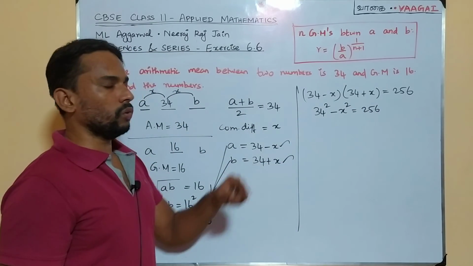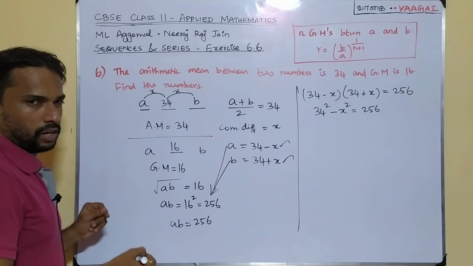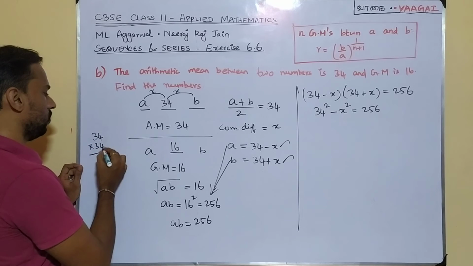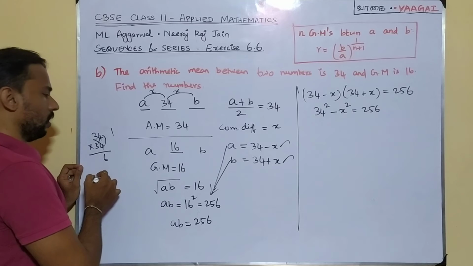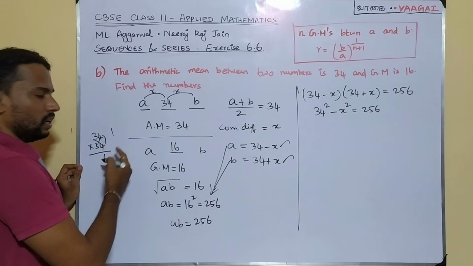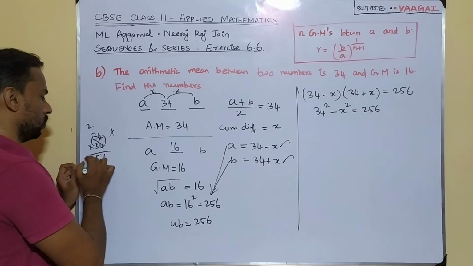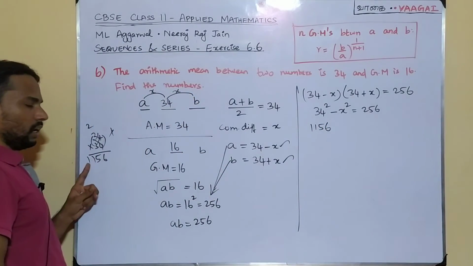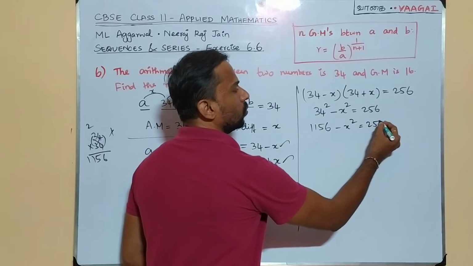Now what is 34 square? We can calculate it separately. 34 into 34: 4 4s are 16, 1 carry. Next, 3 4s are 12, 12 plus 1 is 13, and 3 4s are 12, 12 plus 12 is 24, 24 plus 1 is 25, so 5, and 2 is the carry. Then 3 3s are 9 plus 2 is 11. So we will have 1156. We got 1156, so 1156 minus x square is equal to 256.